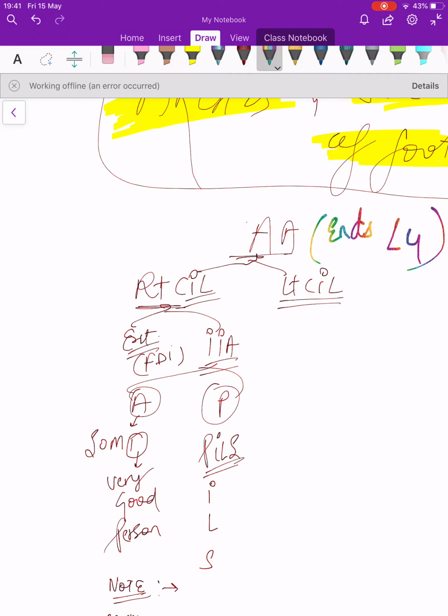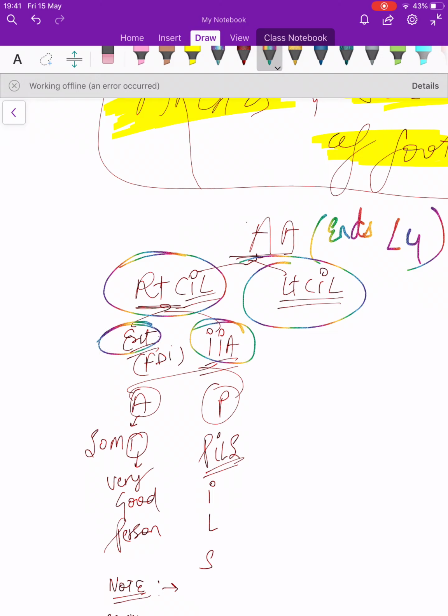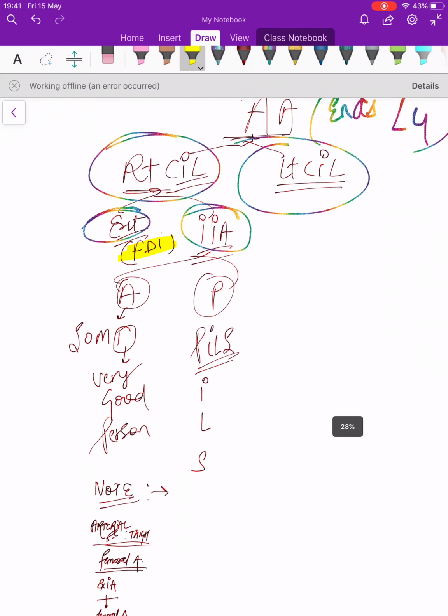then it divides into the right common iliac artery and the left common iliac artery, then the common iliac artery again divides into the external and the internal iliac artery. For the external iliac artery, the branches are F, D and I, ठीक है. And the internal iliac artery divides into the anterior and the posterior.